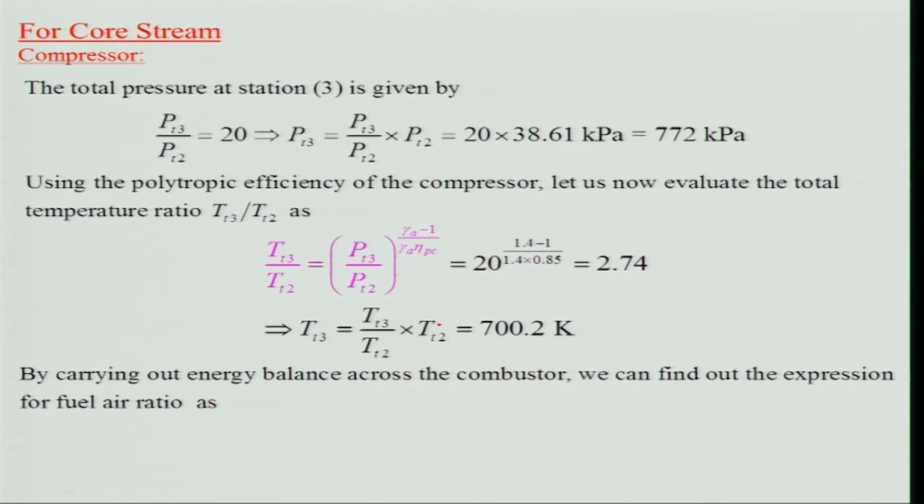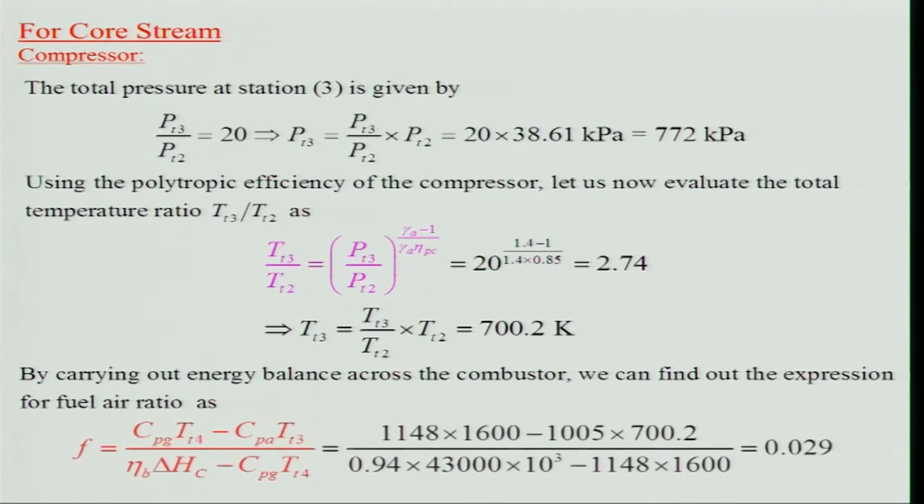By carrying out energy balance across the combustor, we can find out an expression for fuel air ratio. I mean, we have already done this, we know all those values. Tt4 we know, that is given, Tt3 already evaluated, and delta S is given, eta B is given. So, you substitute all and get the value of f, that is fuel air ratio.